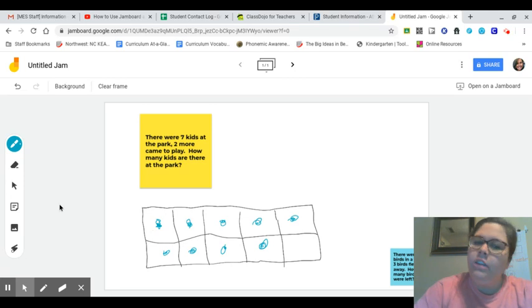Could Miss Ingram write an addition sentence for this problem? Oh, I think I can. How many kids did we start with at the park? 7. You're right. 7 kids were at the park. And then it says 2 more. More. And we talked about more tells us we're using plus. You're right.